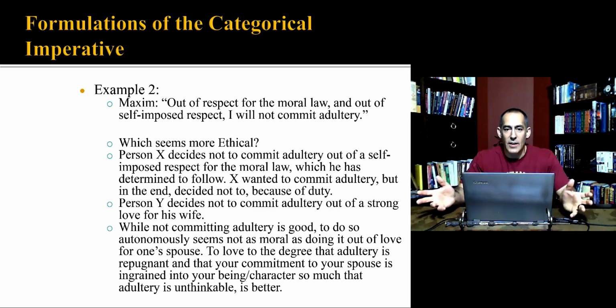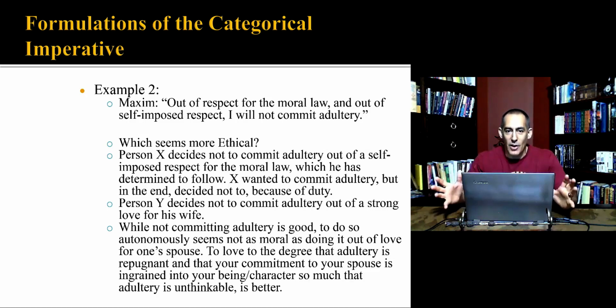It seems like the guy on the surface, this may be our moral intuition or maybe just my moral intuition, it seems like the guy who loves his wife and wants to be faithful is doing the greater good, whereas the person that does want to cheat but just doesn't because of some kind of duty that they sense seems less moral. Okay? So to love to the degree that adultery is repugnant and that your commitment to your spouse is ingrained in your being or character, so that adultery is unthinkable does seem better.